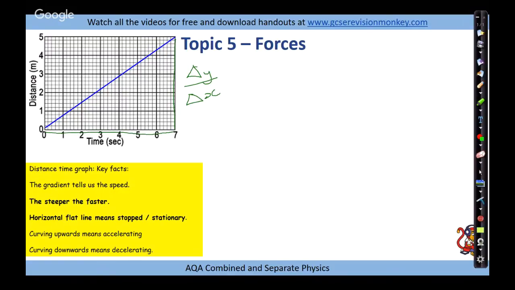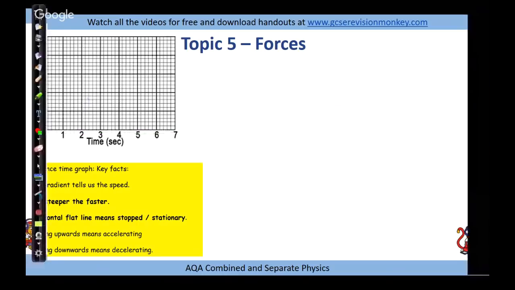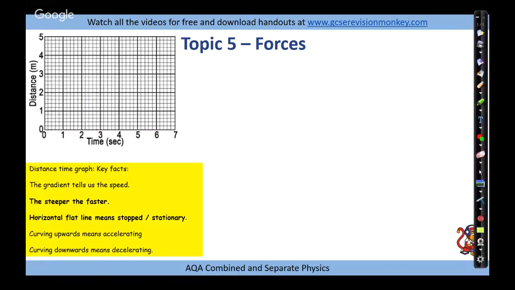And it's not just a case of counting the squares. We need to be counting the squares and working out what one square equals. So let's just have a look at this example here. The easiest place for me to draw a triangle would be from here to here, because the line goes through the corner of squares, so it's a little bit easier for me to work out. But let's just say I had something that went, for example, a little bit like that was my line.